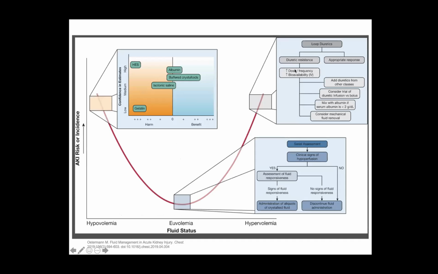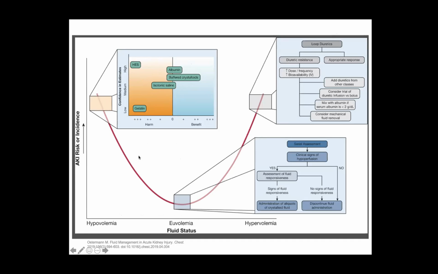I like this slide because it kind of summarizes the whole, how do you treat pre-renal AKI? So on the left side here, what you see is hypovolemia. So you have your patient who is hypovolemic. What's the preferred agent? What you see in yellow causes more harm than benefit. Those are the colloids, HEAs, gelatin, which is no longer available. And there's your isotonic saline, which is leaning more towards the harm side. And there's buffered crystalloids and albumin.